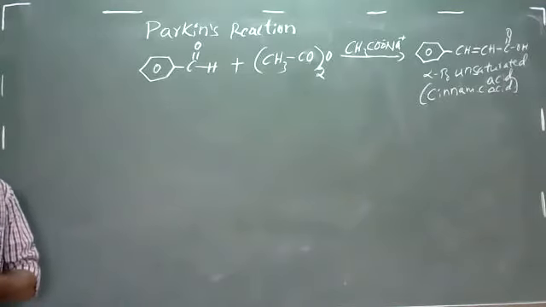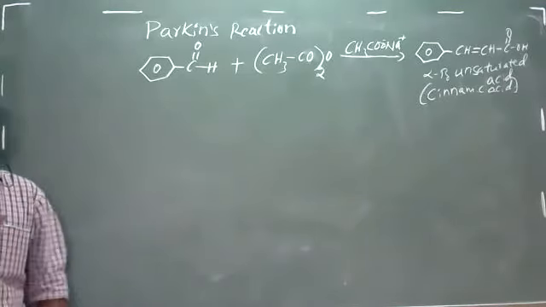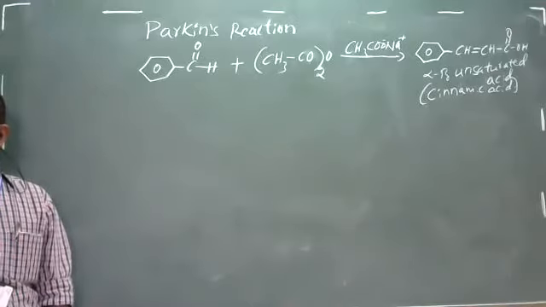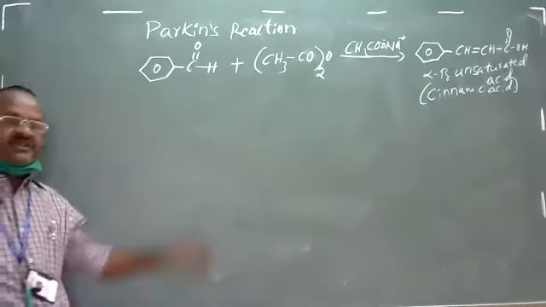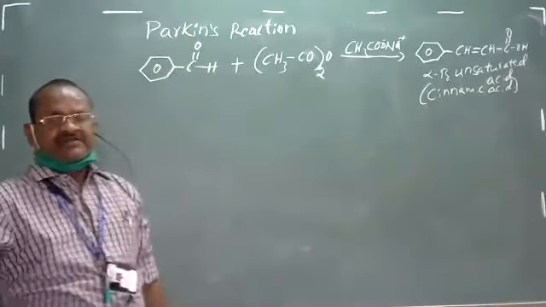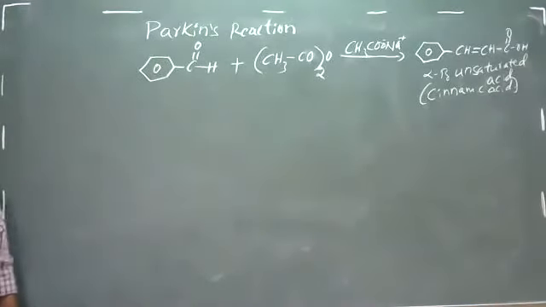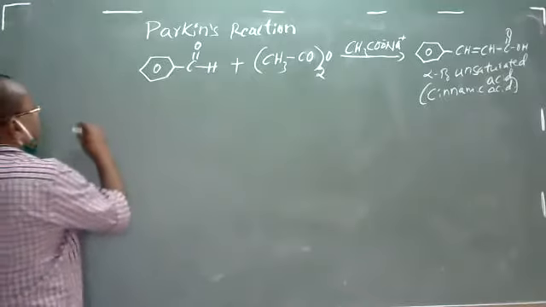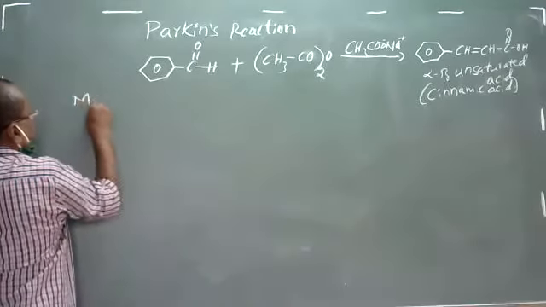So benzaldehyde reacts with acetic anhydride in presence of sodium acetate to form cinnamic acid. This reaction is known as Perkin reaction. Coming to the mechanism part of this.